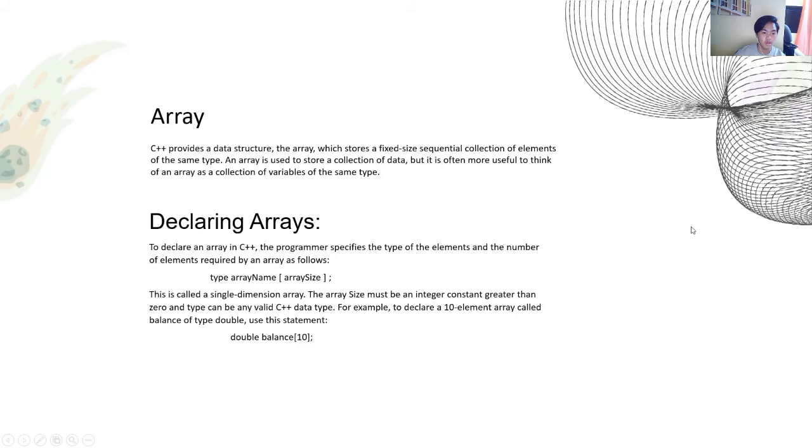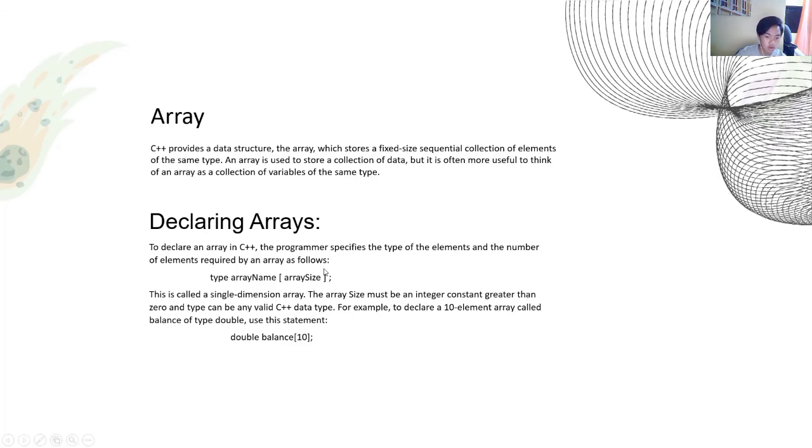Array. C++ provides a data structure, the array, which stores a fixed-size sequential collection of elements of the same type. An array is used to store a collection of data, but it's often more useful to think of an array as a collection of variables of the same type. Declaring arrays. To declare an array in C++, the programmer specifies the type of the elements and the number of elements required by an array as follows.